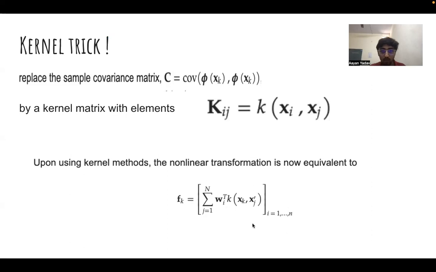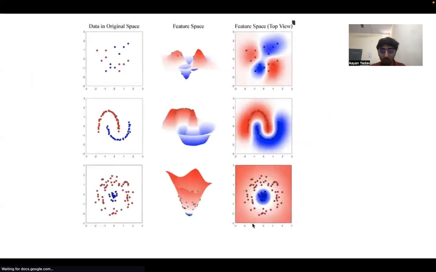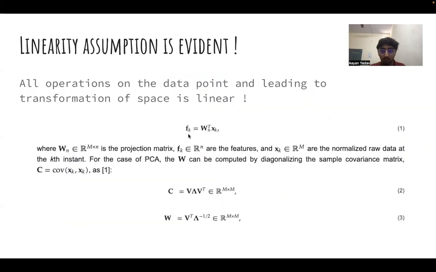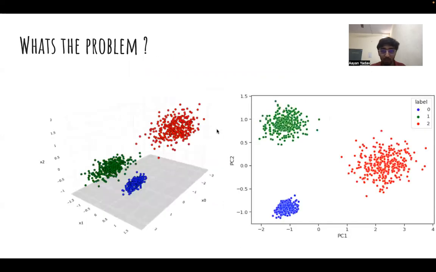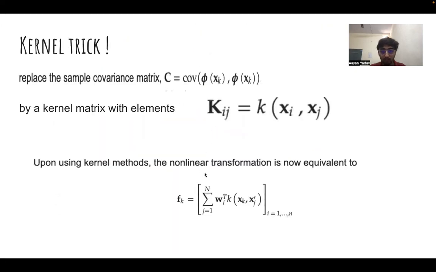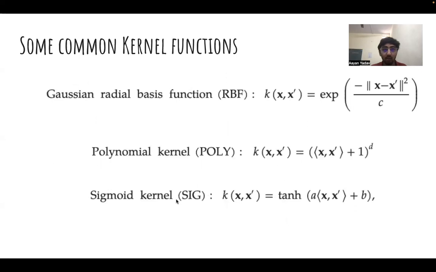So let us compare this with the normal PCA. See, our kth feature looks like this: a simple linear transformation, multiplication of a matrix with the kth input feature. But with the kernel trick, it looks something like this. It may look complicated at the beginning, but it's not that complicated if you look closely. It's just a nonlinear transformation with this kernel matrix, and we get this output feature.